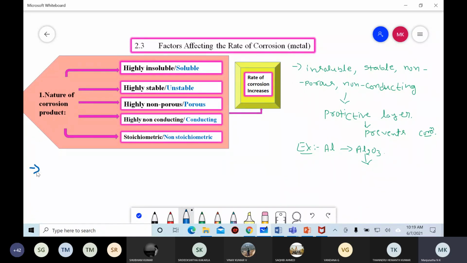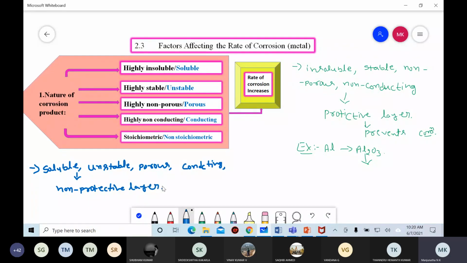Whatever oxide layer is formed, suppose it is soluble in nature, unstable in nature, porous in nature, conducting in nature, and non-stoichiometric or volatile in nature. These types of oxide layer act as a non-protective film, a non-protective layer on the surface of the metal.